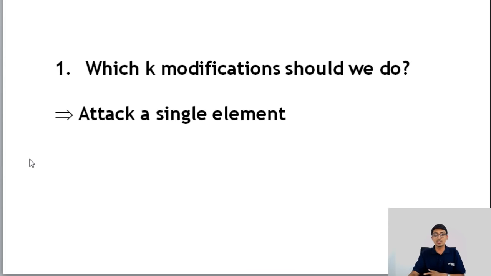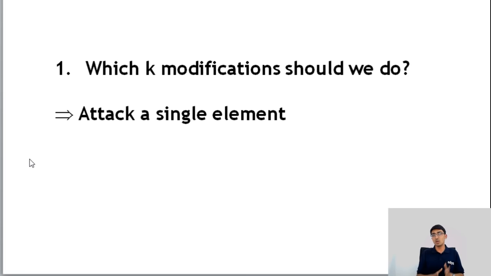So what we're going to do is attack a single element and make k modifications to it. Either we'll decrease the element, or we'll increase the element. We don't know which one we'll do, but we'll attack that single element, because attacking that single element will change the product in the best way. So that's what we're going to do.